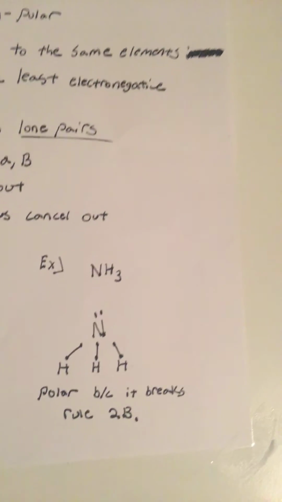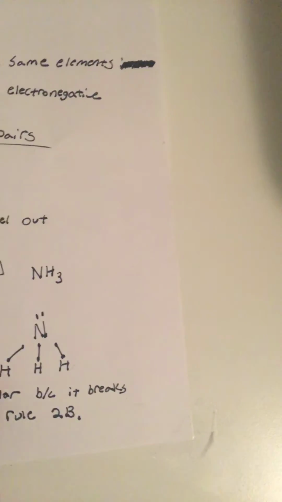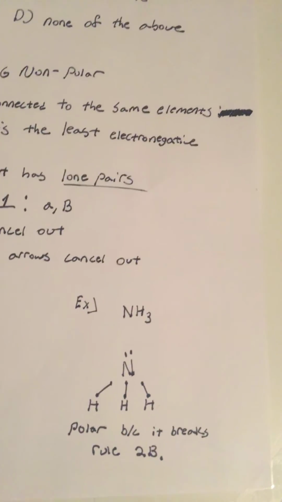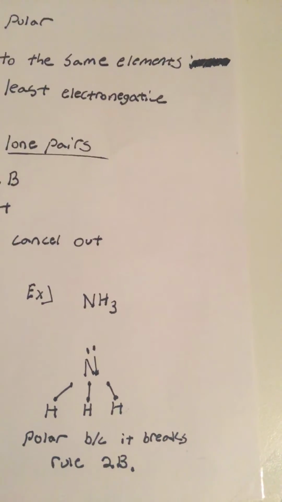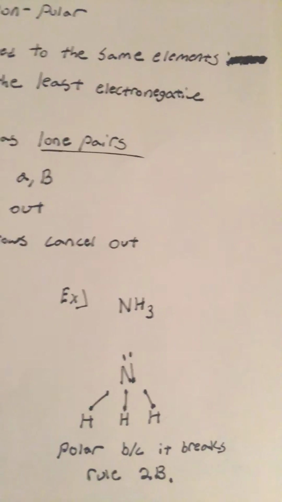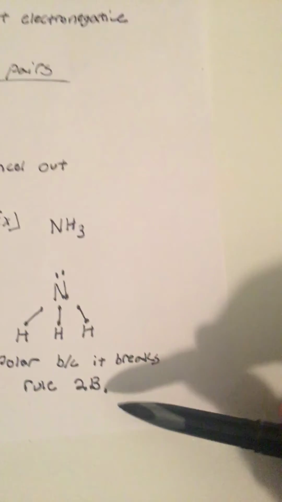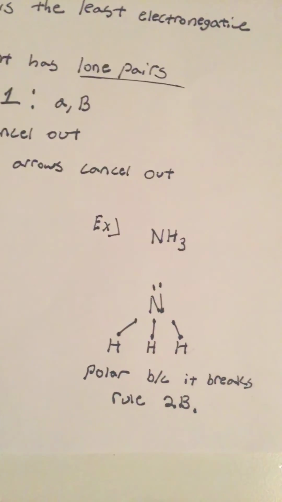As we look, start off from 2A. Is it connected to the same element? Yes, hydrogens. Moving on, 2B. Is it the least electronegative? No, nitrogen is up there with fluorine and oxygen, so it has higher electronegativity than H. So it is polar because it breaks rule 2B. All it needs is to break one rule, therefore it is polar.